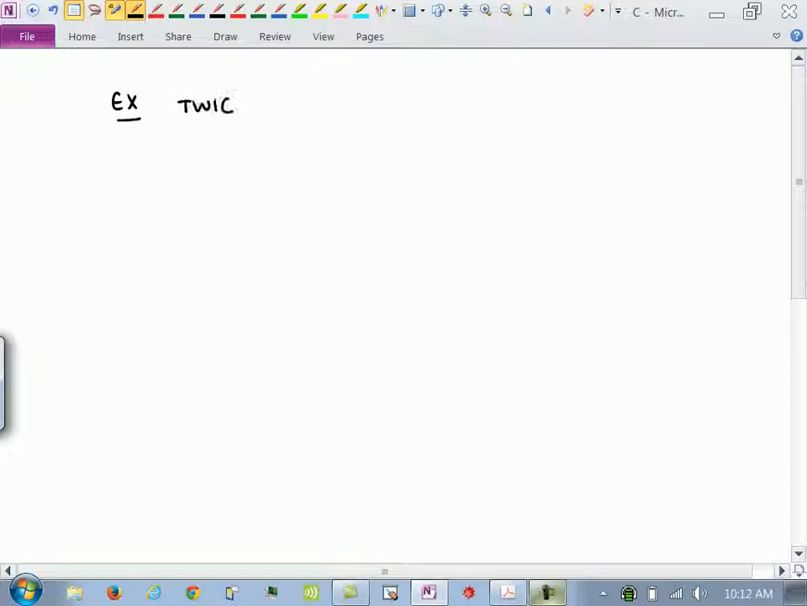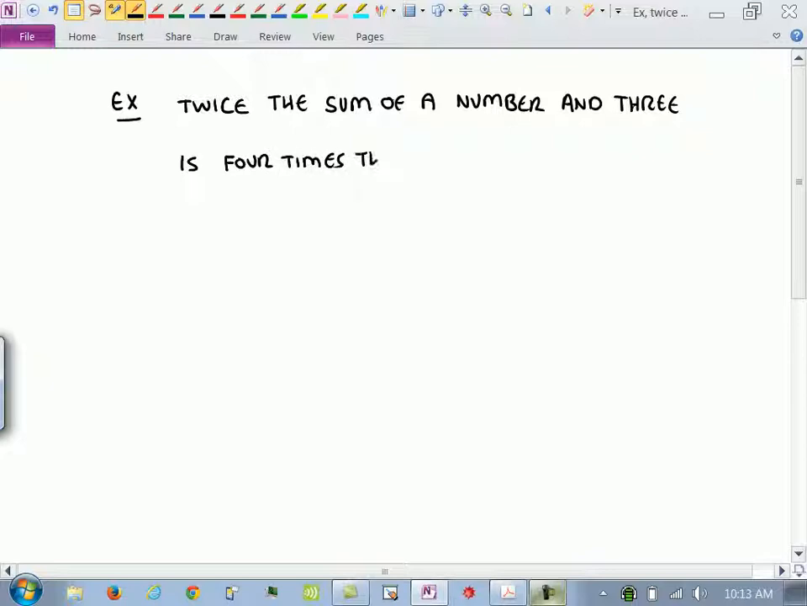Twice the sum of a number and 3 is 4 times the number plus 2.